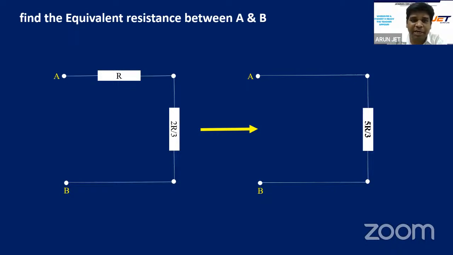Now this 2R by 3 and R are in series. Whenever you have two resistances in series, you will have equivalent resistance greater than the greatest. What is the greatest here? R. So your equivalent resistance should be greater than R, which is 5R by 3, which is around 1.66. Convinced? So whenever you see a series parallel network, that thought should come to your mind.